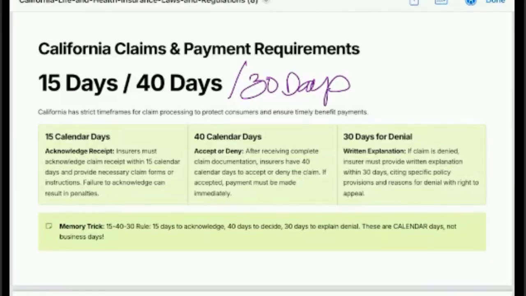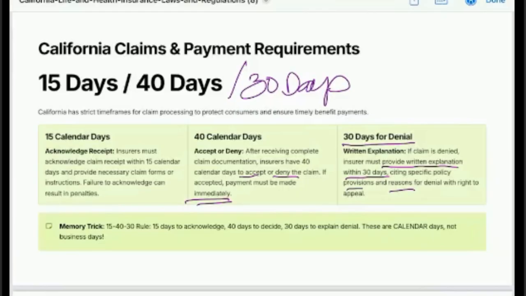Then they have 40 calendar days to accept or deny. After receiving the claim documentation, insurers have 40 calendar days to accept or deny a claim. If accepted, payment must be made immediately. And 30 days for denial. If a claim is denied, the insurer must provide written explanation within 30 days, citing specific policy provisions and reasons for denial with right to appeal.